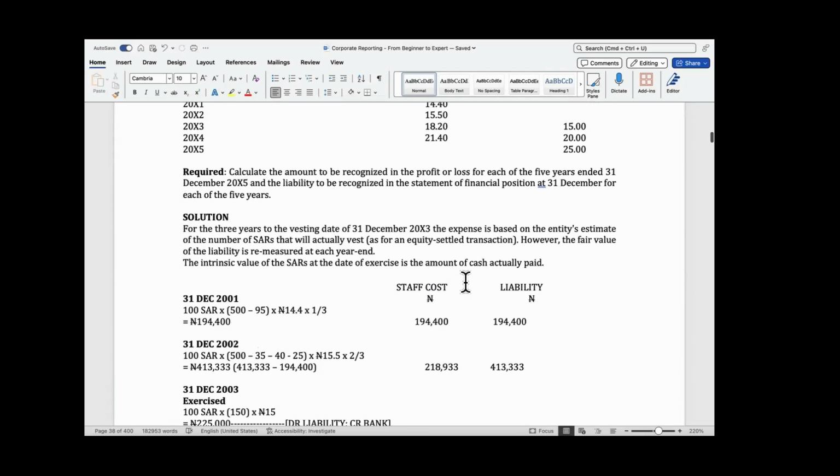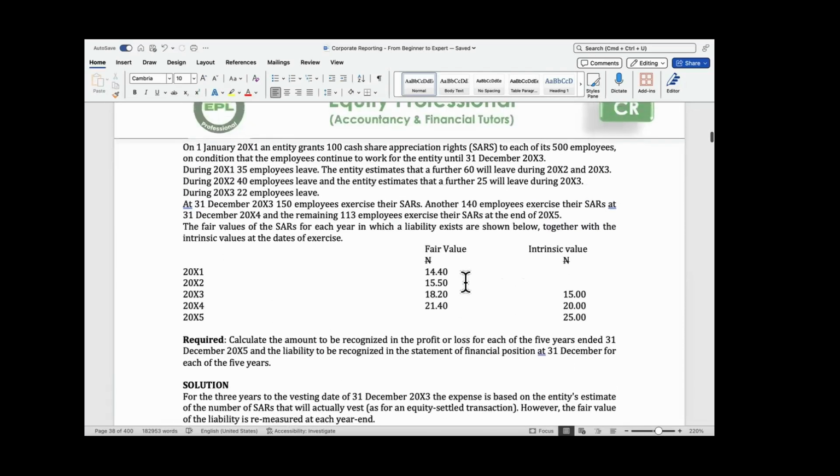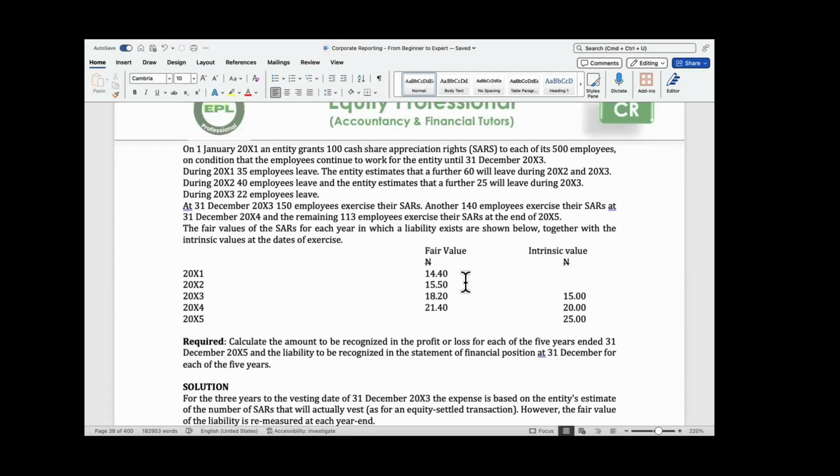What happened in year 4? Even though everything went in year 3, because that's the vesting date, not all of them exercised their SARs in 2023. Some exercised in the next year. And how many exercised in the next year? 140 employees exercised their SARs at the end of 2024.